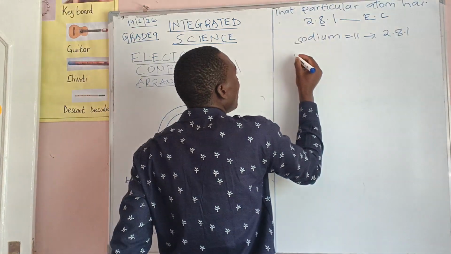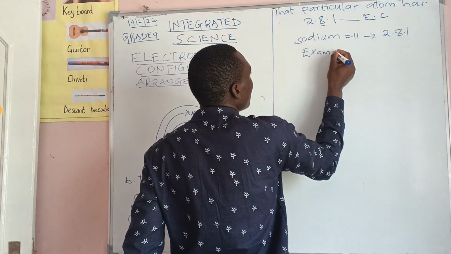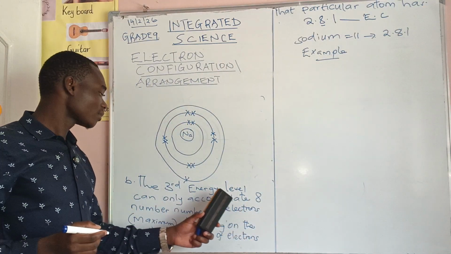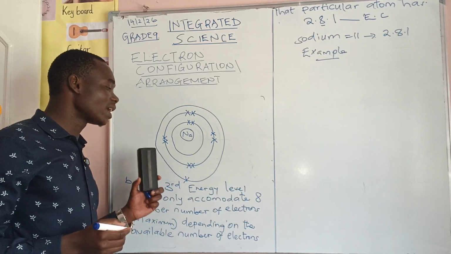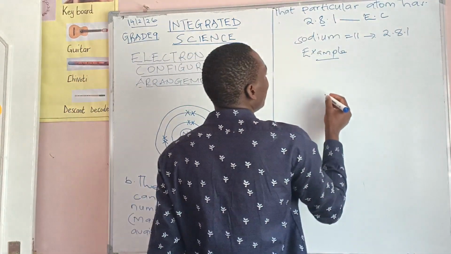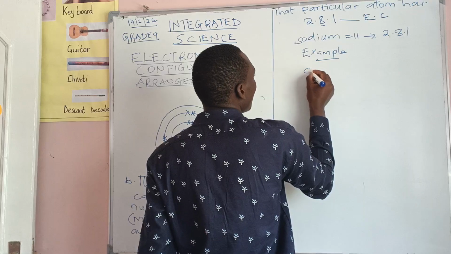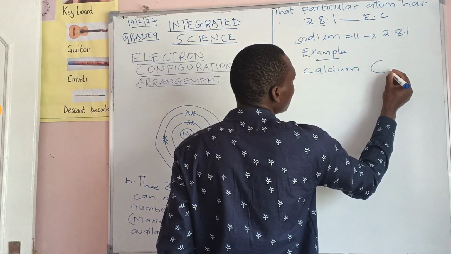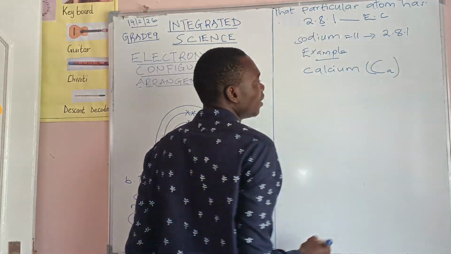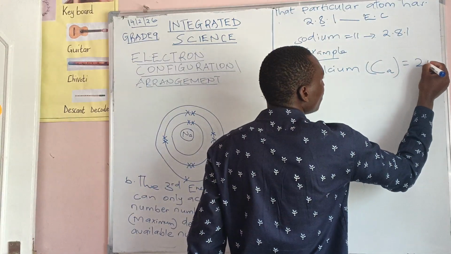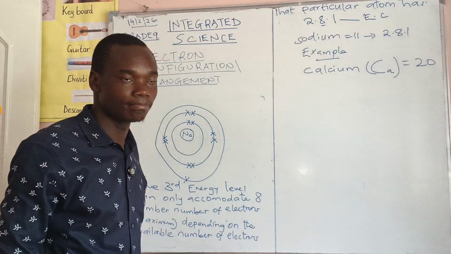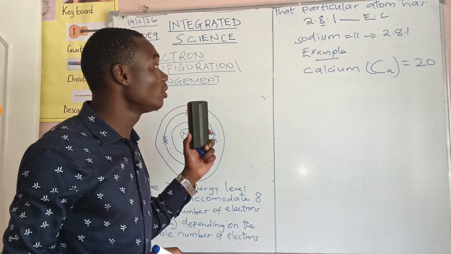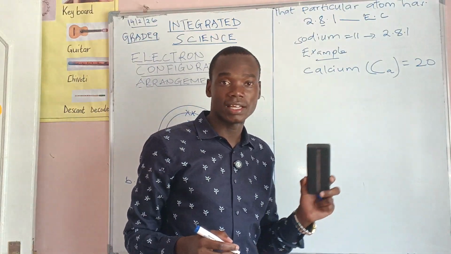Now let us consider an example of an atom or element having electrons up to the third energy level. Let us see an example by the name calcium. We know that calcium in symbol is capital C, small a, and it is number 20 in the periodic table. And remember, in junior secondary, I told you that we are only going to learn up to 20 elements.